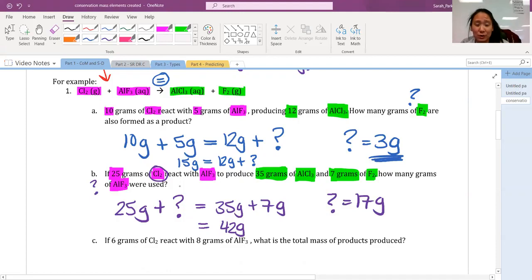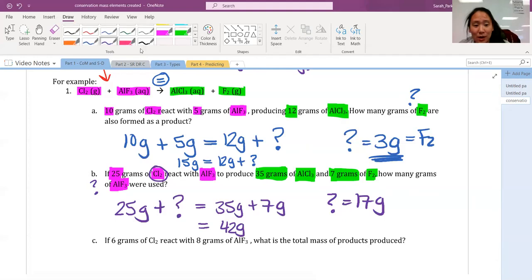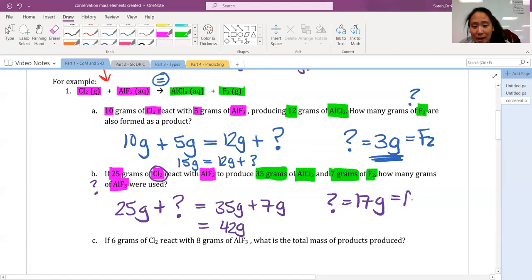You can do a quick check. 25 plus 17 is what? 42. And then 35 plus 7 is also 42. So you know you did this right. If we wanted to really label this, this is F2, and then this one was AlF3.